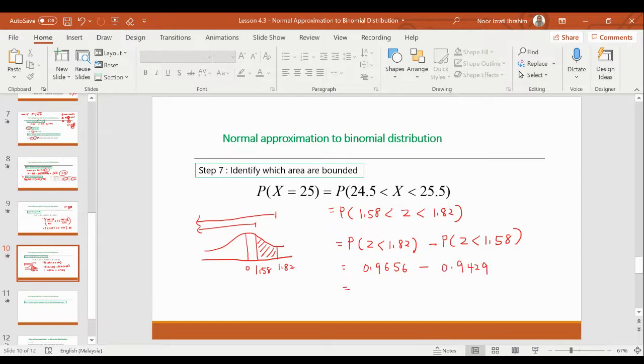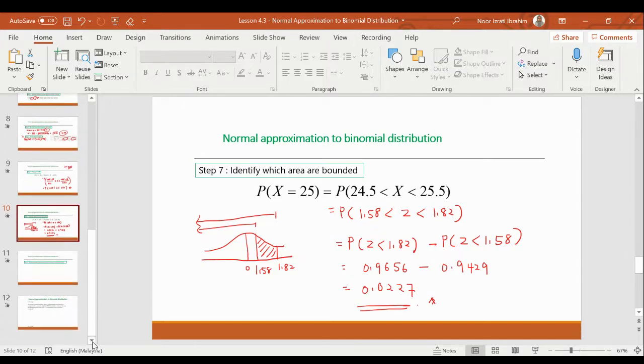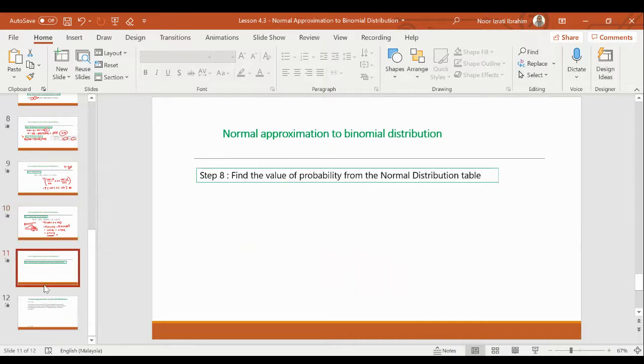0.9429. And the final answer for this one is 0.9656 minus 0.9429. It will be 0.0227. Okay, normal approximation.